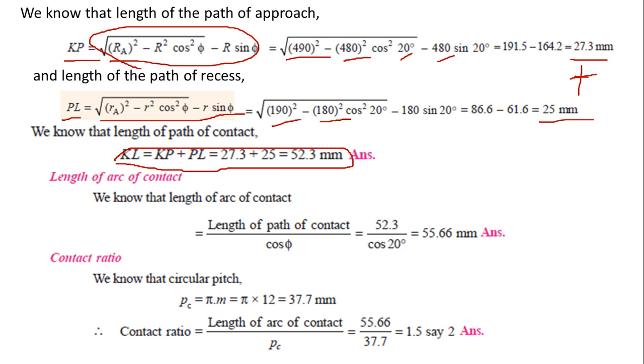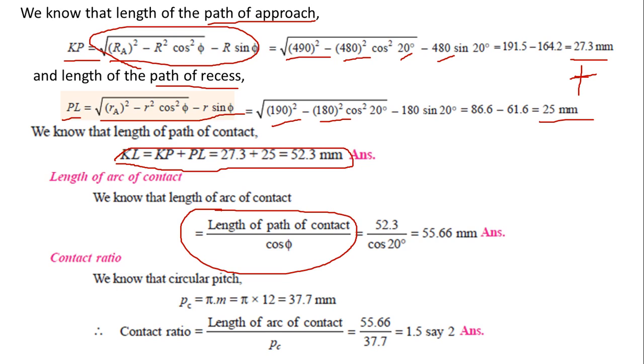You can even substitute directly into the final equation, taking the path of contact formula directly, so both together you can calculate. You can do it separately or together. If you do it separately, sometimes you can use the path of approach value and path of recess value if the question asks for them, so it becomes simple. Otherwise you can calculate together. Then the length of arc of contact is the length of path of contact divided by cos phi.